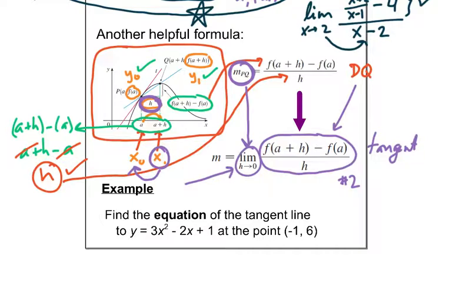Let's find the equation of the tangent line. And already, as soon as I say equation of the tangent line, you're already thinking, I have to find the slope first. I have to find the slope of the tangent line first, Mr. Brown. Okay, cool. Calm down.